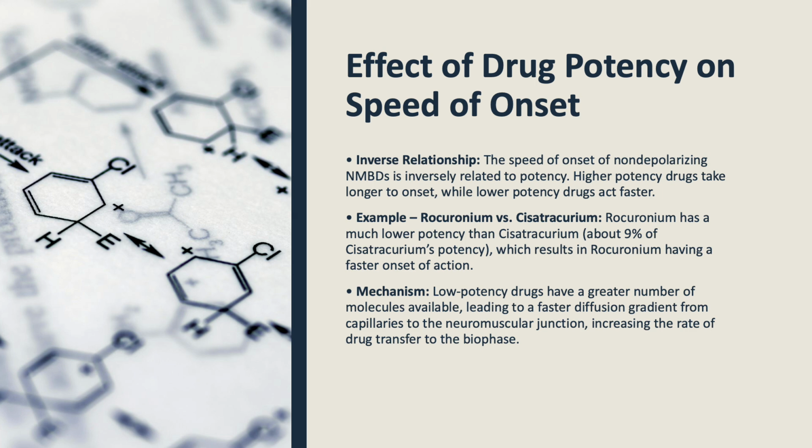So the speed of onset is inversely related to potency. High potency, longer effect. Low potency, quicker effect. So rocuronium, low potency, quicker onset. That's why we like it in that RSI situation, okay? Vecuronium, cisatracurium, more potent than rock, slower onset. Low potency drugs have a greater number of molecules available, leading to a faster diffusion gradient, increasing the rate of drug transfer.